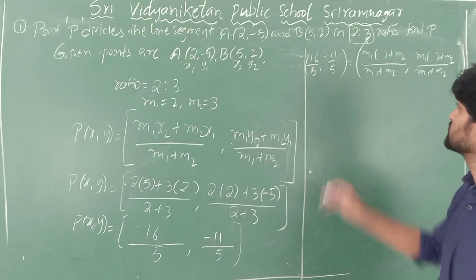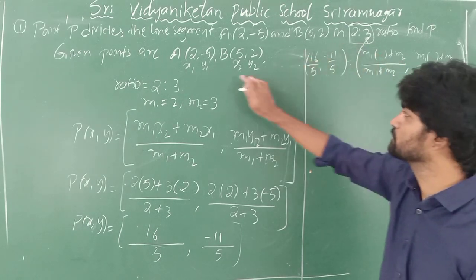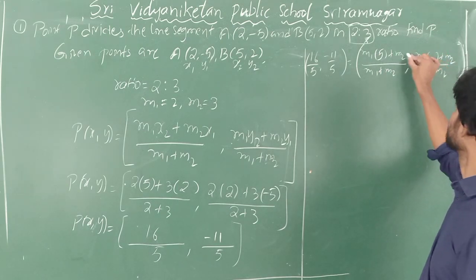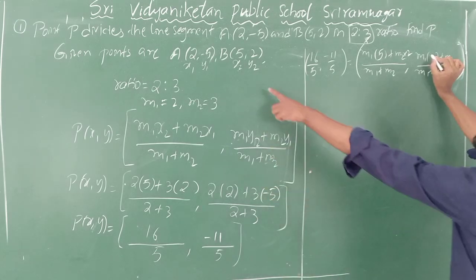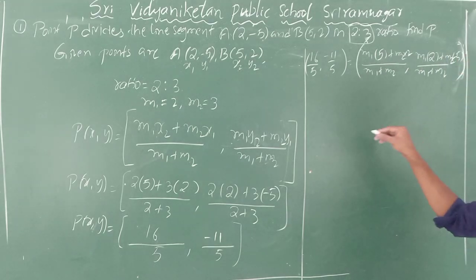Right. What is m1 into? Here what will come? x2. What is the x2 value here? It is 5. Okay. m2 x1. x1 is 2. Here m1 by 2. What is by 2? It is 2. m2 by 1 how much? Minus 5. Simplify this.